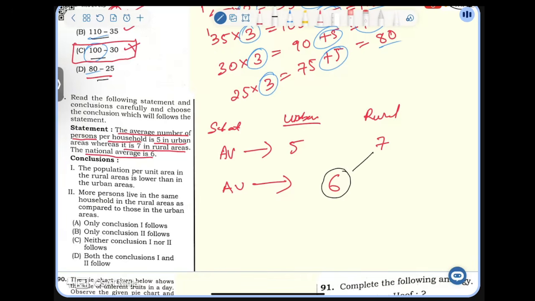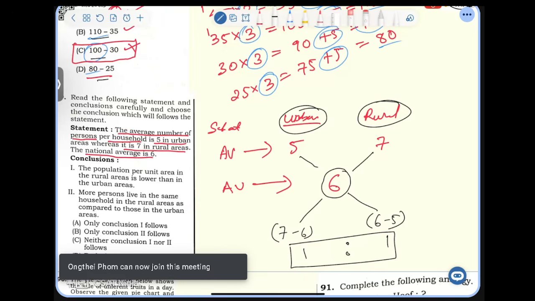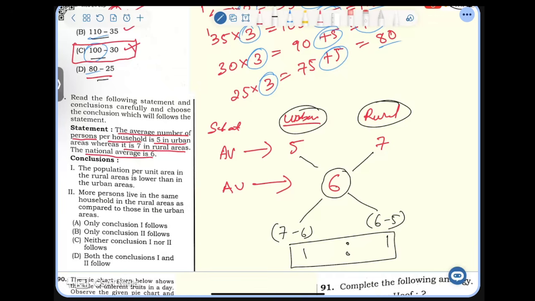And after that, you subtract this. 6 minus 5 will give me how much? 1. Again, 7 minus 6 will give me 1. So the ratio that you are getting here is nothing but the ratio of the number of people in urban and rural. That means the ratio of those two. Okay. This is a bit complex because we are just starting, but try to follow me. If not, I'll explain in another approach as well.